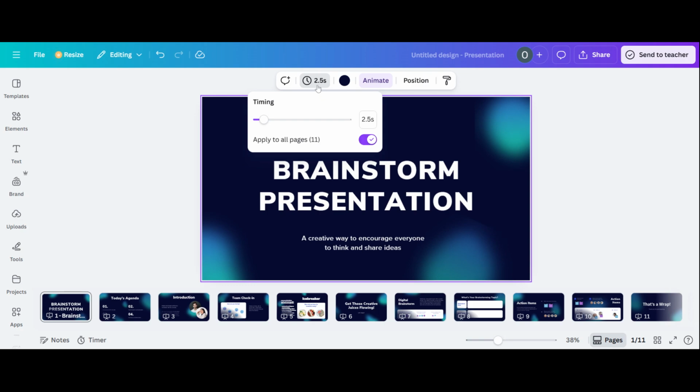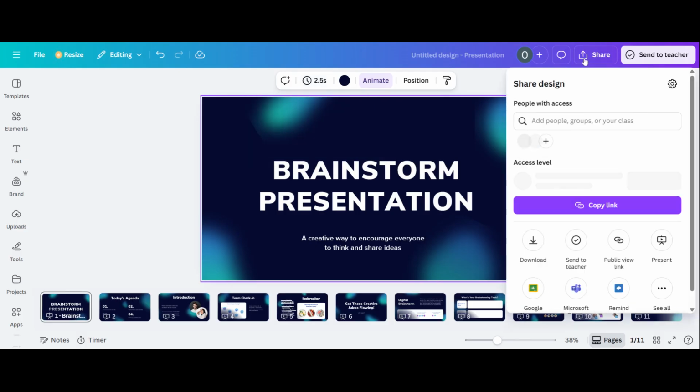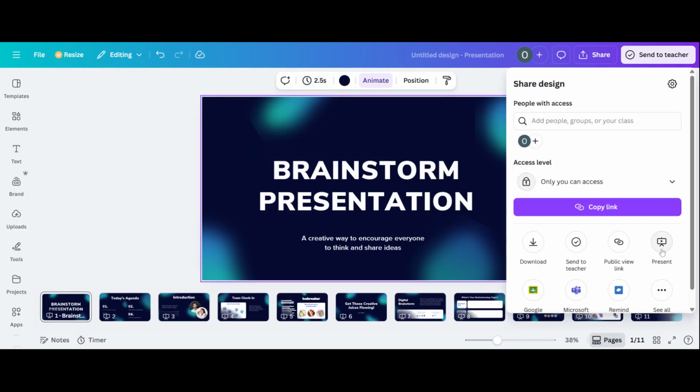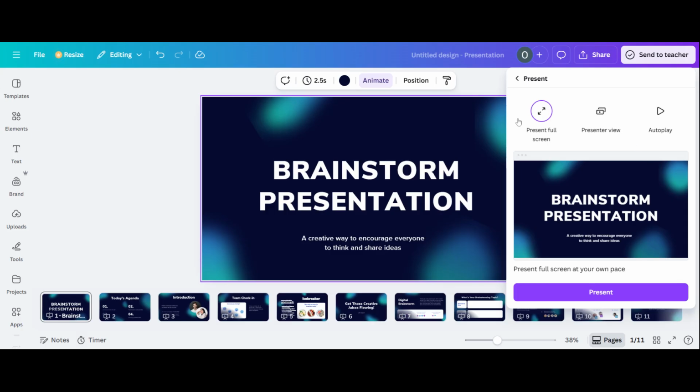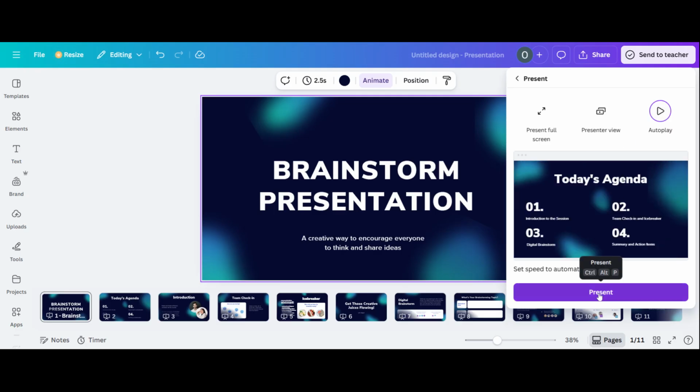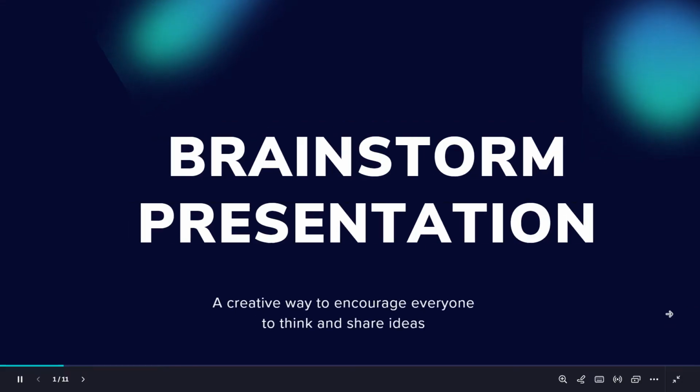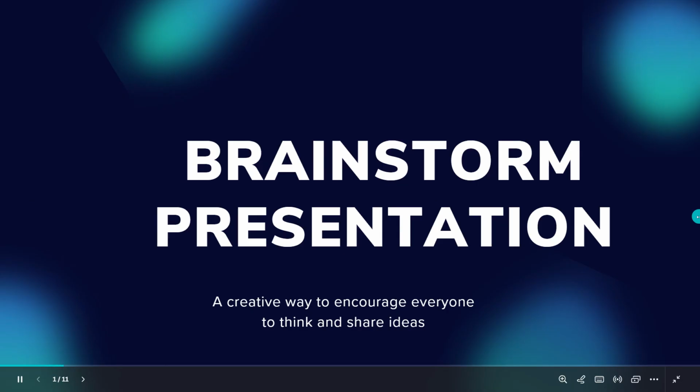Go to the top right corner and click on Share. From the Share menu, click on the Present button. This opens Canva's presentation options. Next, click on the Autoplay option. Autoplay ensures that your slides will automatically advance based on the timing you just set, without you needing to click or press any keys. Finally, click on Present.